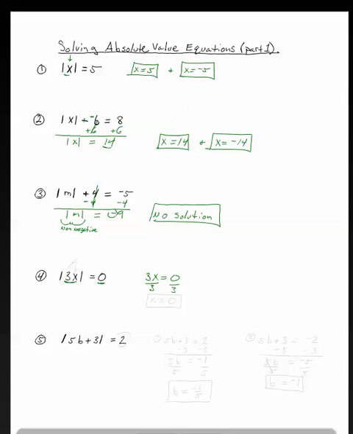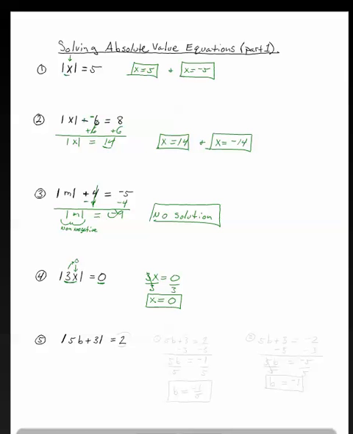3 divided by 3 is 1, and 1x is just x, so that cancels. And we get x equals 0 divided by 3 is 0. So our only solution is 0. We can check that by taking the 0 and plugging it in for x. This says 3 times x, so we do 3 times 0, which is 0. And the absolute value of 0 is 0, so it does check.